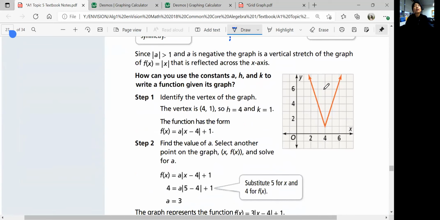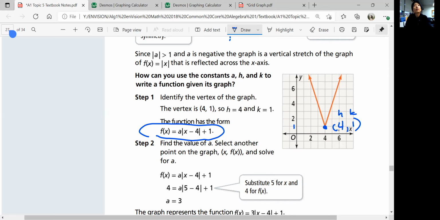How can you use the constants a, h, k to write a function given its graph? So if you just have a graph, can you write a function? Yes, you can. First, you need to figure out the vertex. That is (4, 1), right? So that means that's h and k. But how do we figure out a? Well, first of all, plug in h and k and see what you have. You just need to figure out a, right? But you can figure out the value of a by selecting another point.